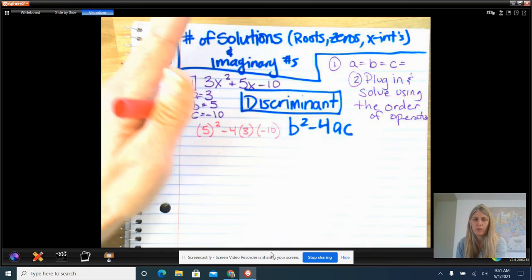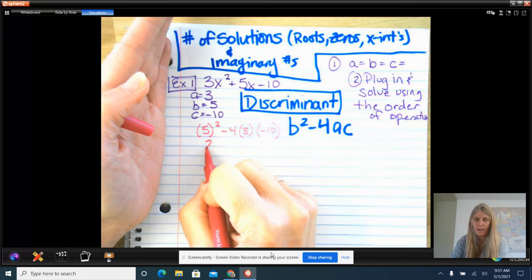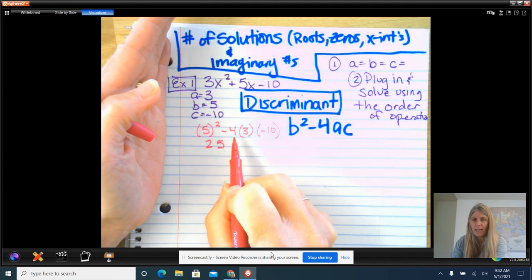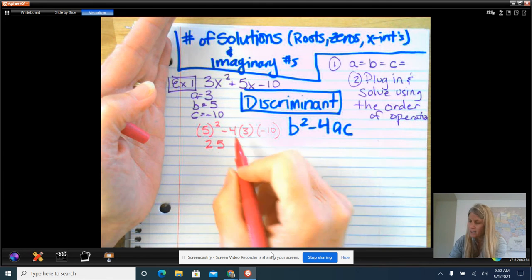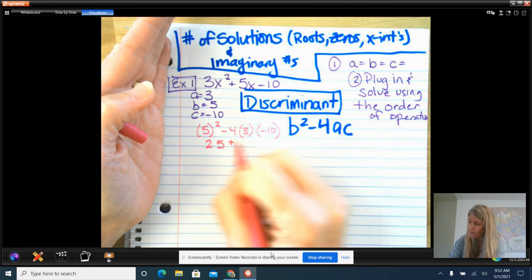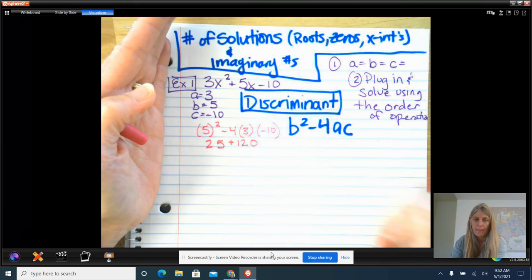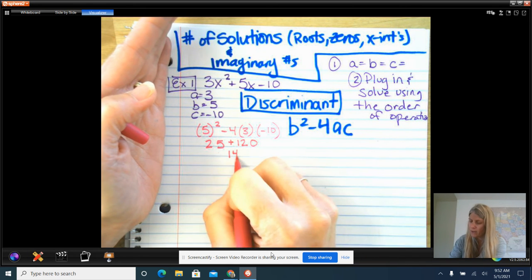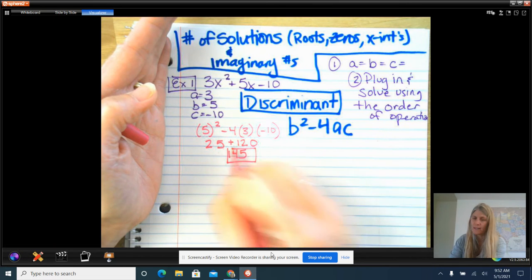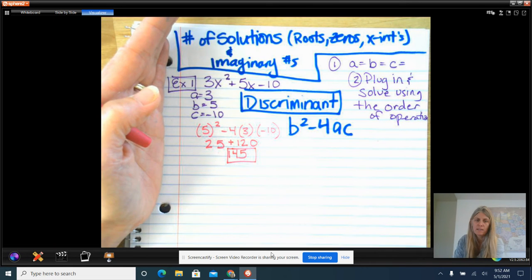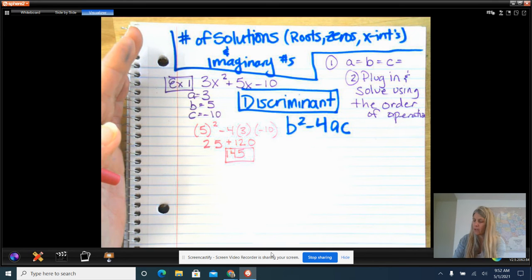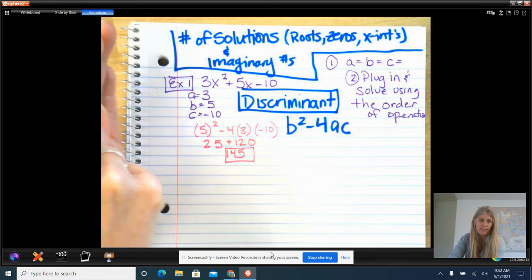So let's take a look here. 5 squared is 25. Negative 4 times 3 is negative 12. Negative 12 times negative 10 is positive 120. 120 plus 25 is 145. So our discriminant is an actual number. In this case, it's the number 145. So we are going to analyze this number.